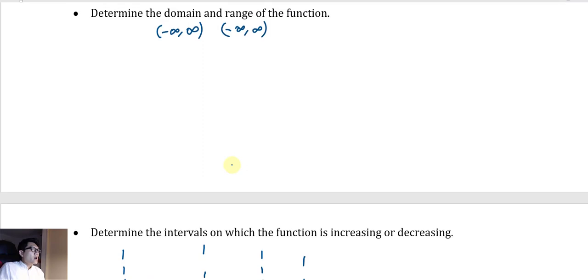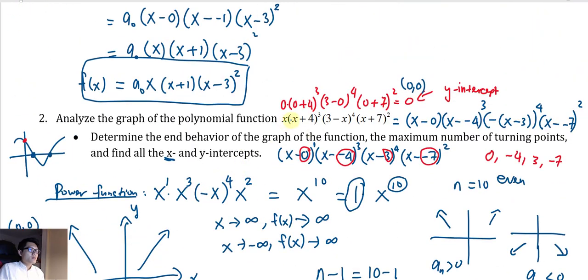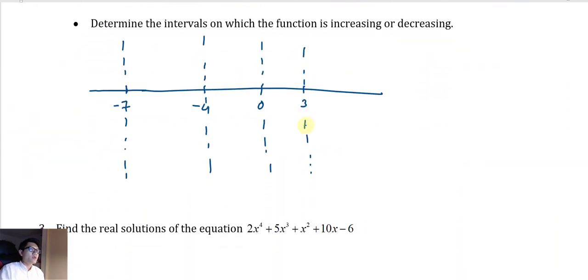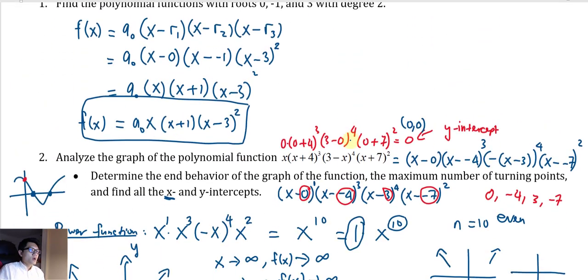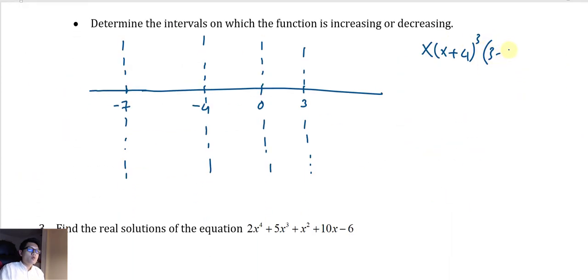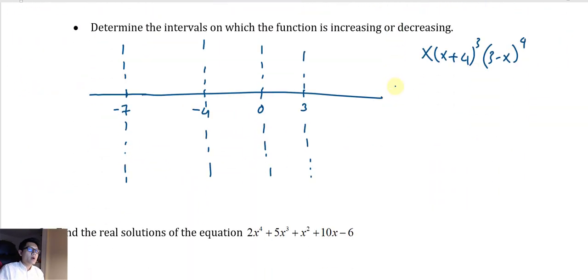We know that, go back to the function: x plus 4 to the third power, 3 minus x to the 4th power, and x plus 7 to the second power.